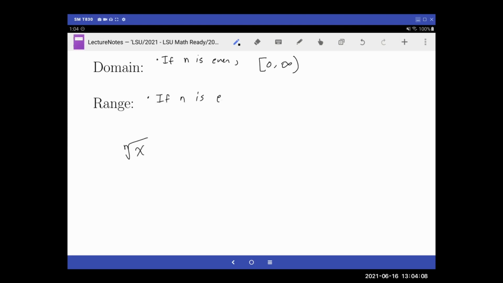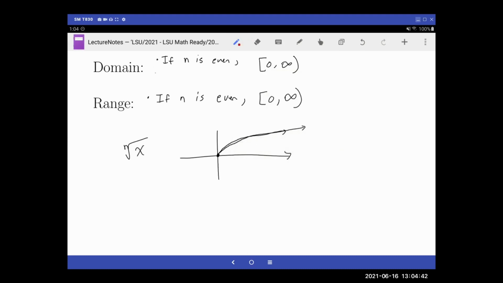Okay, and the range, if n is even, will be 0 to infinity as well. Okay, and that's just based on the graph. So the graph, what does it look like? It tends to look like this. Okay, now notice it goes from 0 forever to the right, but it also slowly drifts up, just ever so slightly, it drifts upward. So the range also is 0 to infinity.